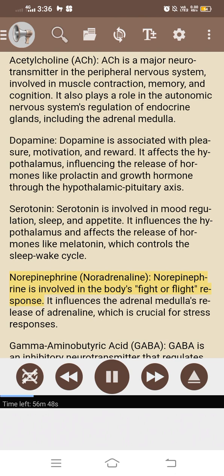Norepinephrine, also called noradrenaline. Norepinephrine is involved in the body's fight or flight response. It influences the adrenal medulla's release of adrenaline, which is crucial for stress responses.